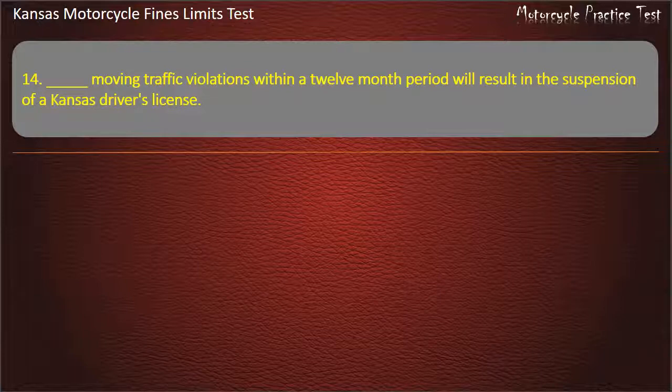Question 14. Moving traffic violations within a 12-month period will result in the suspension of a Kansas driver's license. 2, 4, 5, 3. Answer: 3.